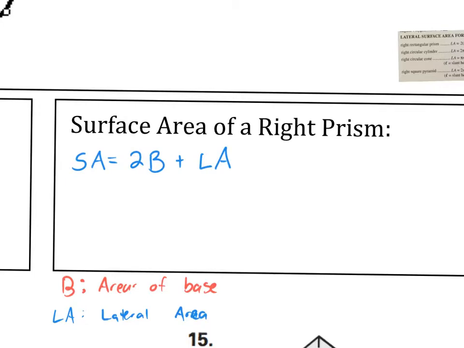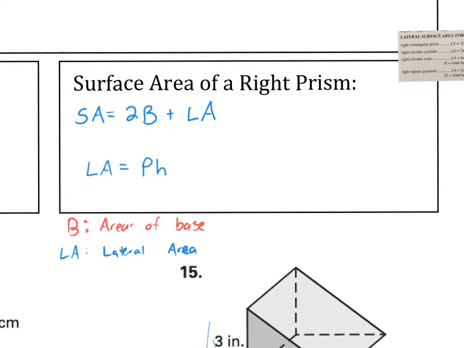All right, and also while we're here, let's go ahead and tap on what lateral area often will be. It's going to be the perimeter of a base times the height of the diagram. So P means, in this case, perimeter of base. And H, this H, is the height of the solid.